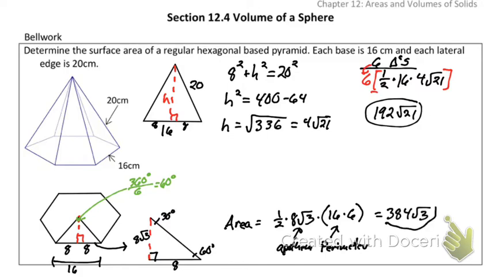That's all of our triangles. That's our base. So our final surface area is going to equal those two things added up. So that's 192 square root of 21 plus 384 square root of 3. And that would be centimeters squared.